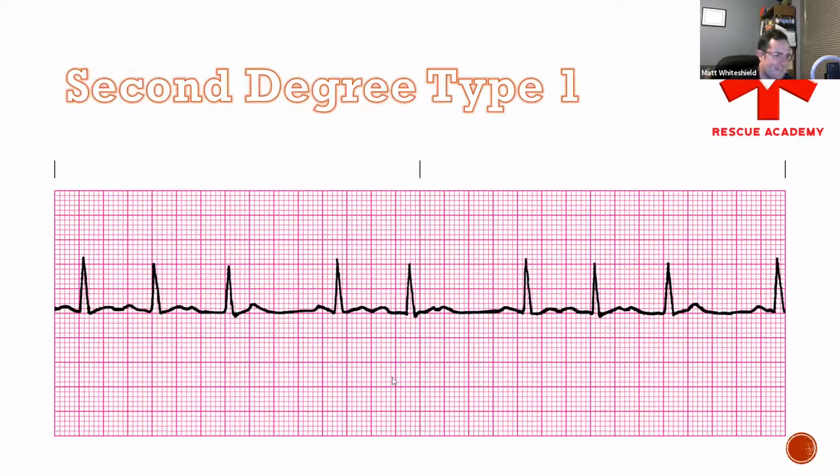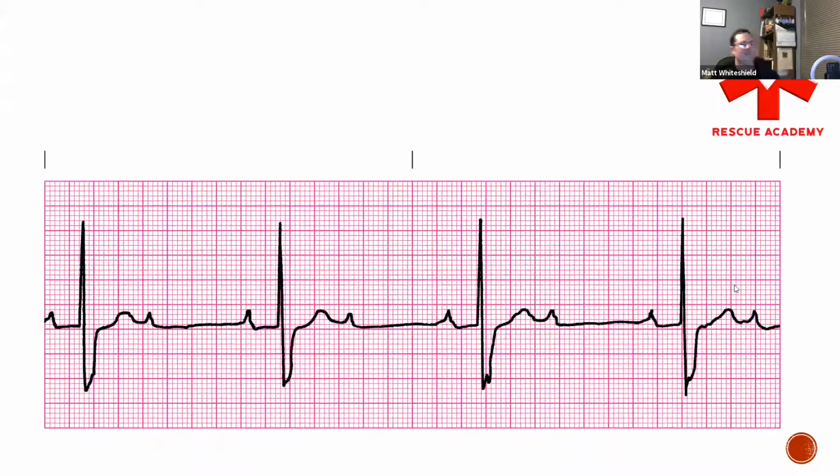All right, second degree type 1. Why so? Look at this PRI. Look at this PRI. Lengthens, then drops. Lengthens, then drops again. Or this one's even wider and then drops. So this was like a variant type 1. Not good. What do we got here again?